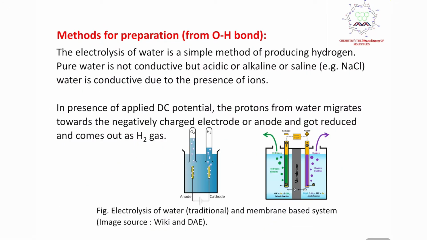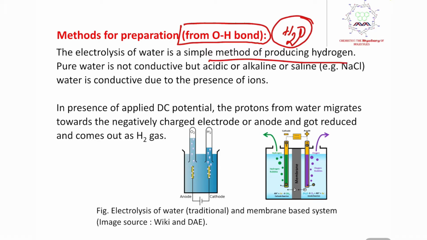Now, what is the greenest method? This is the greenest method for preparation of hydrogen from the OH bond. And what is the source of the OH bond? Obviously water. We have a huge amount of water on our planet. Now, electrolysis is a simple method of producing hydrogen. Pure water is not conducting because it's a covalent molecule, but in acidic, alkaline or salt solution it is conductive because of the ions.